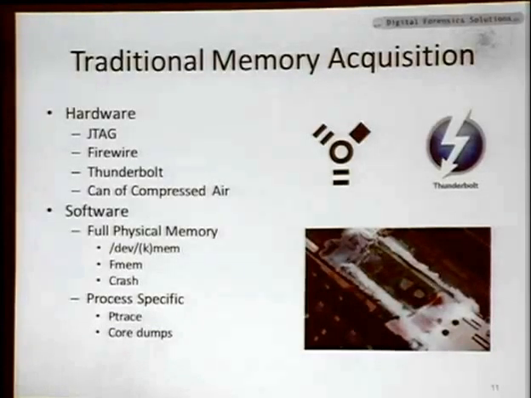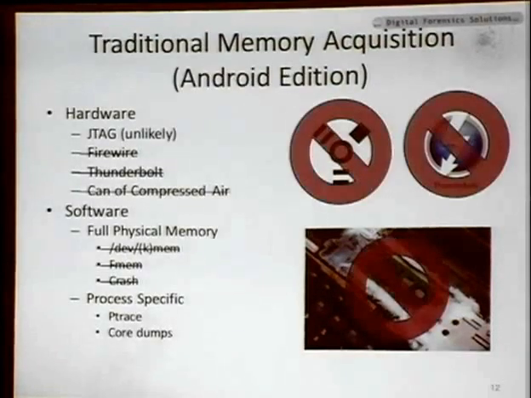And then there's some other research where you can use ptrace or cause a process to core dump. That way, it dumps its entire core, and you get the contents of its RAM, but it's just process specific. These do work on Android, but we're only getting one process, and optimally, we want to get everything. So, what doesn't work on Android?